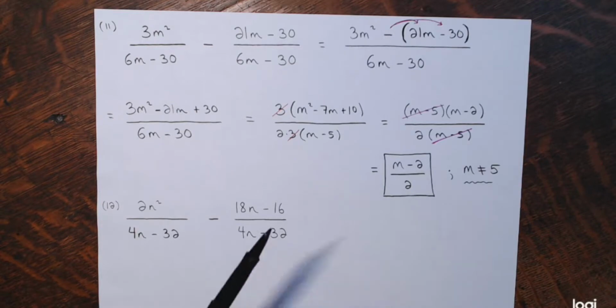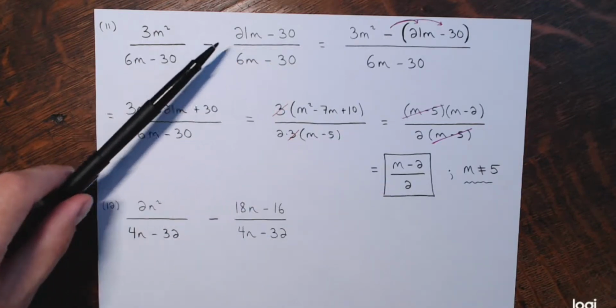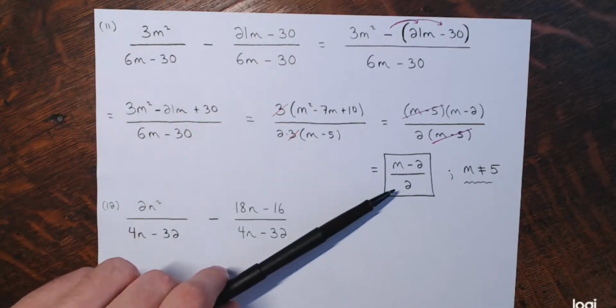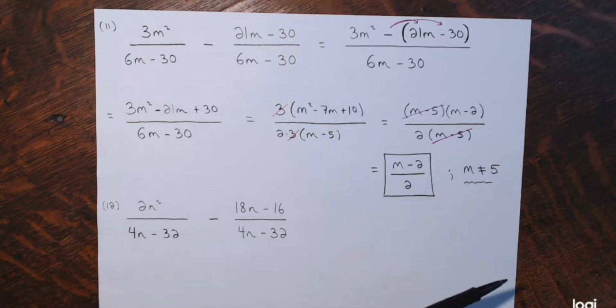And again, I leave it to you to test. Plug in values of m and see if the value of the original expression is the same as the value at the end, and it should be, again, for any value of m except 5.